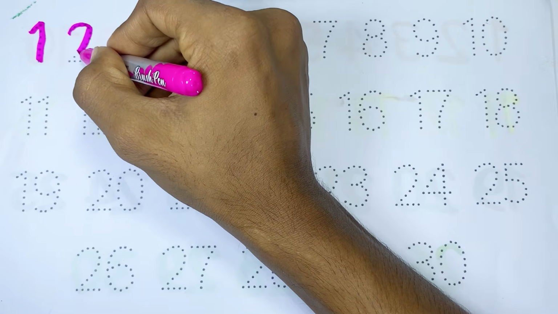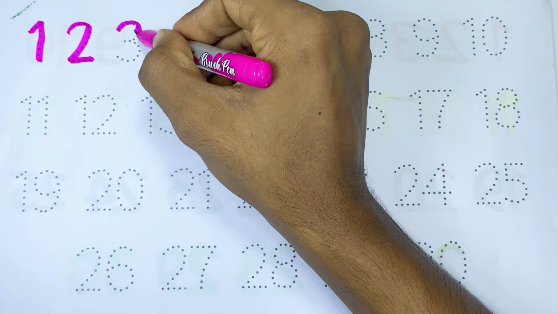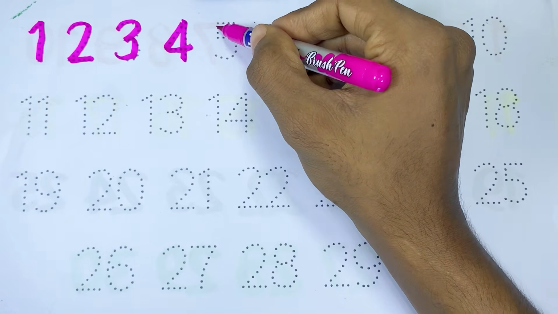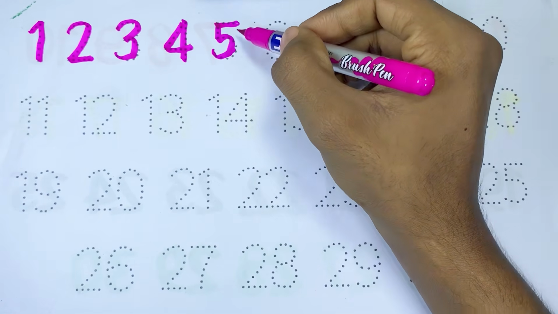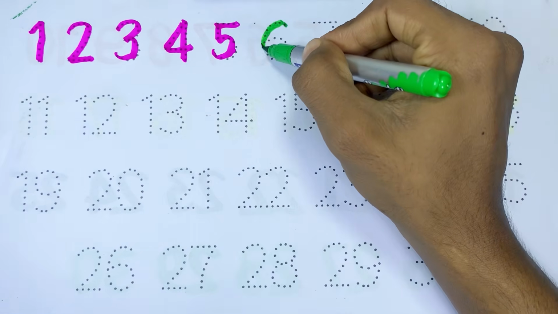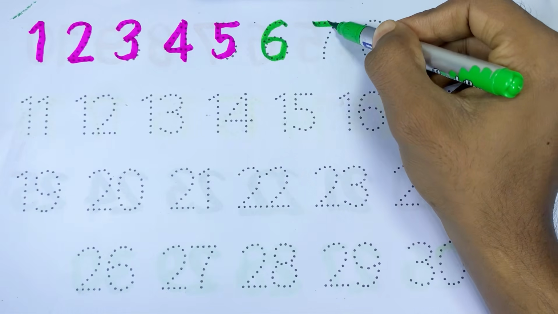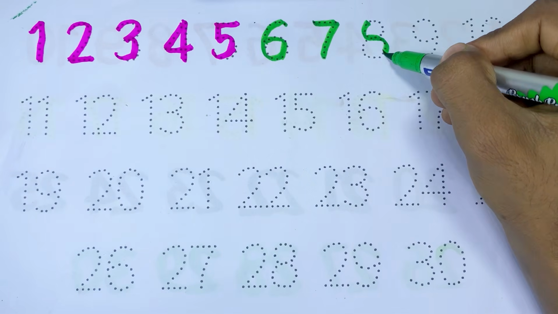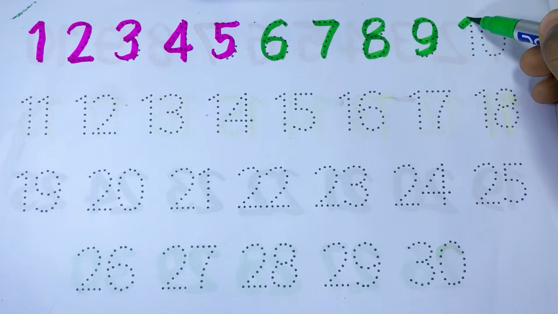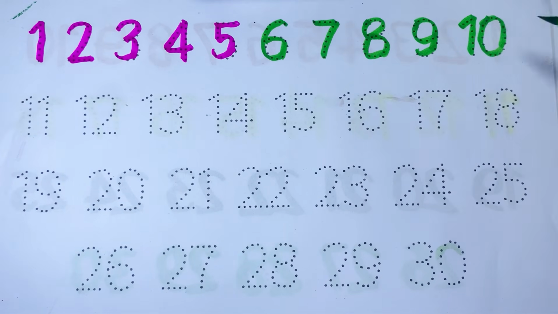1, 2, 3, 4, 5. Kids, now you draw 6. The numbers of 6. 6, 7, 8, 9, 10. Kids, now you draw 11.